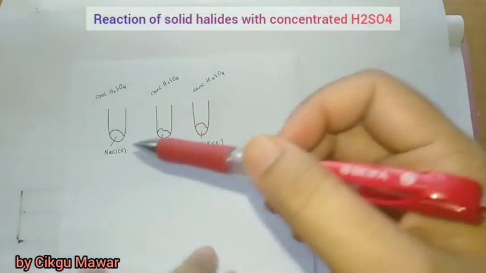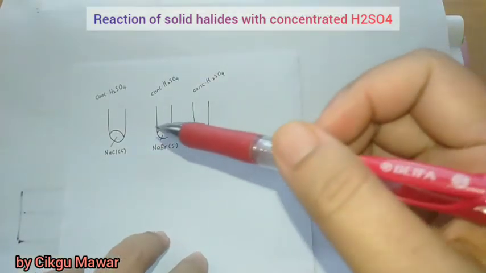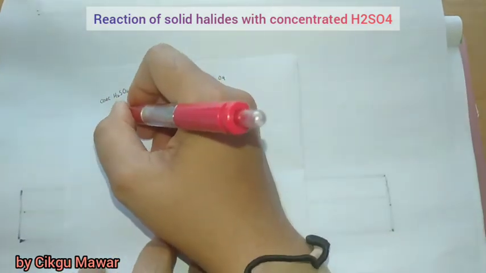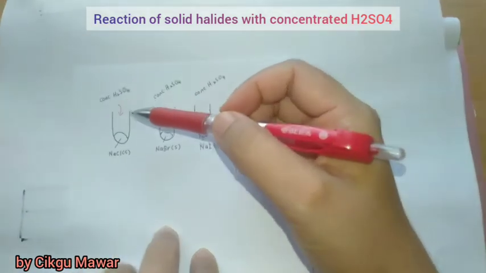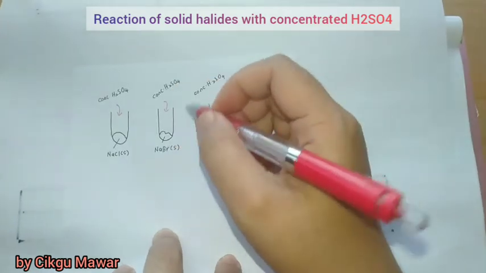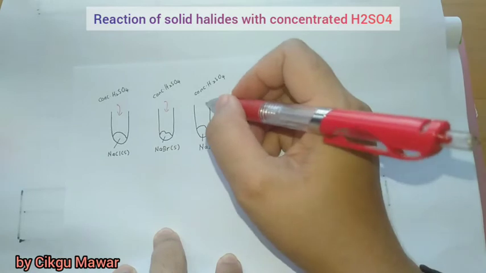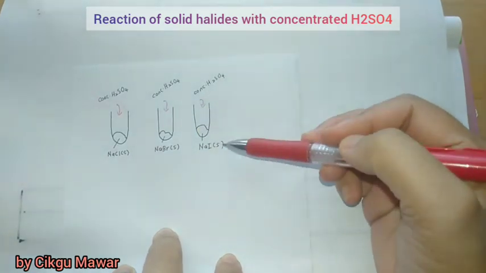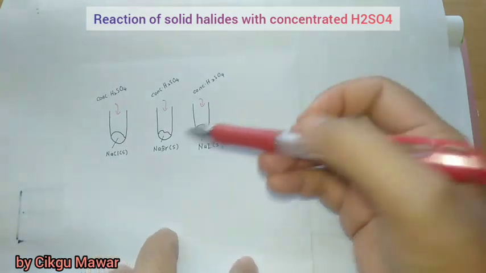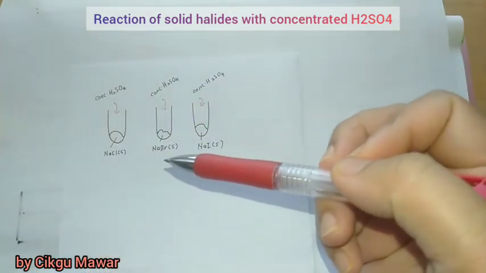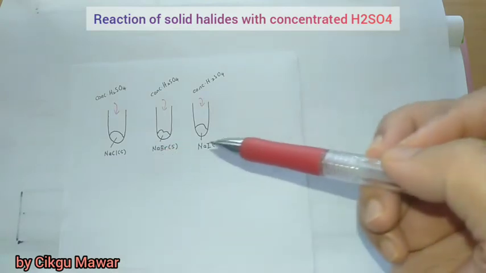Let's say I have three containers of sodium chloride, sodium bromide and sodium iodide. Then I drop a few drops of concentrated sulfuric acid into the sodium chloride, a few drops of concentrated sulfuric acid into sodium bromide, and also a few drops into sodium iodide. From this reaction, we will write some observations.